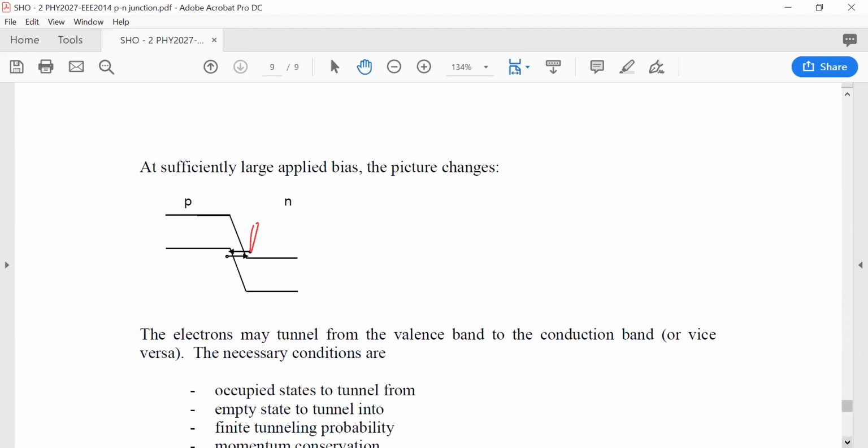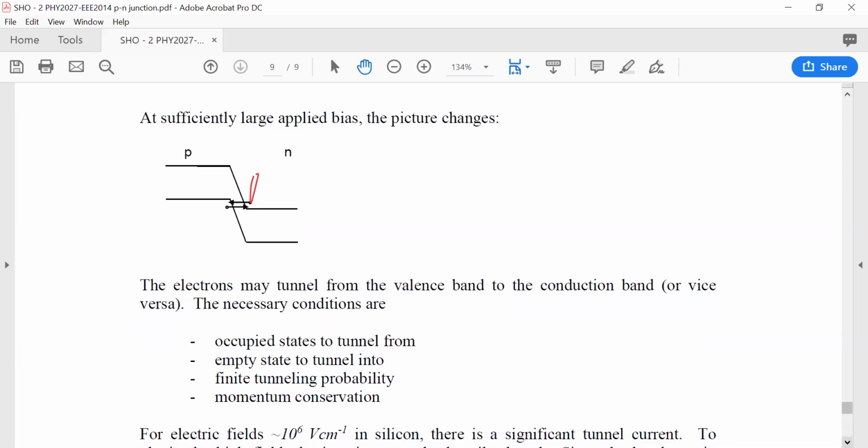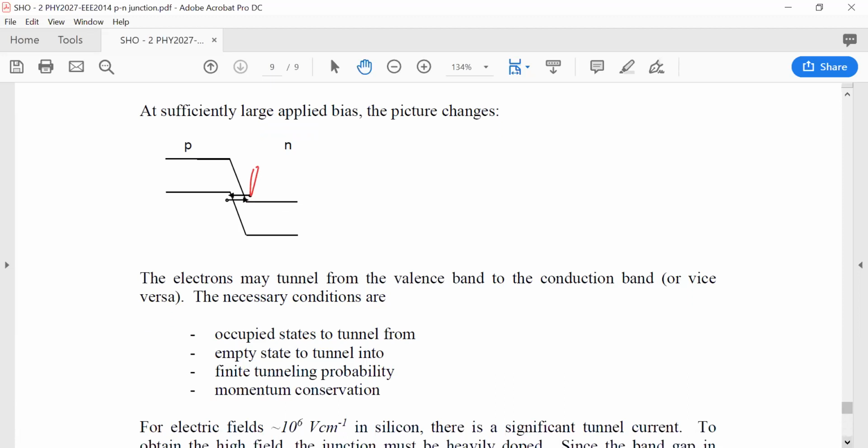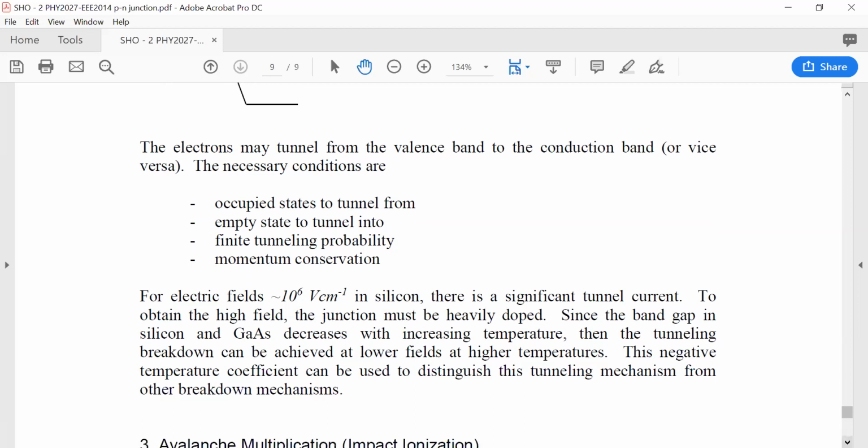Okay, and the necessary conditions for this type of quantum mechanical tunneling to occur, whereby the carriers go through the band gap, is that there need to be occupied states to tunnel from, there need to be empty states to tunnel into, there's got to be a finite tunneling probability, and the momentum conservation has to be maintained. So in fact, for silicon, electric fields of around 10^6 volts per centimetre give rise to a significant tunneling current.